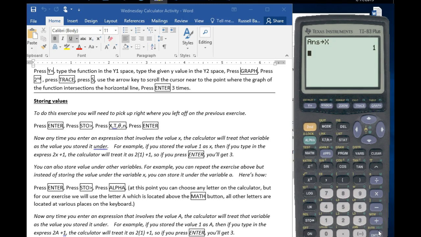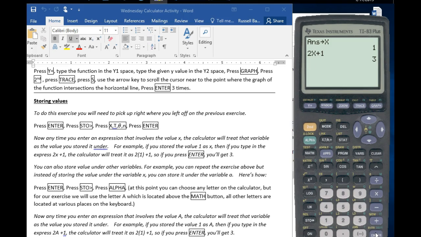Now, what that does is, when you see that 1 pop up there, that means now the calculator will treat an X like it's 1 anytime you type it. So, for instance, if you guys were to type the expression 2x plus 1, even though we see a variable x there, the calculator does not see a variable x. The calculator sees what we stored x to be. The calculator actually sees that as 2 times 1 plus 1. That would be 3, right? So let's push enter and see that. And there it is. So now the calculator knows that that x value is a 1.